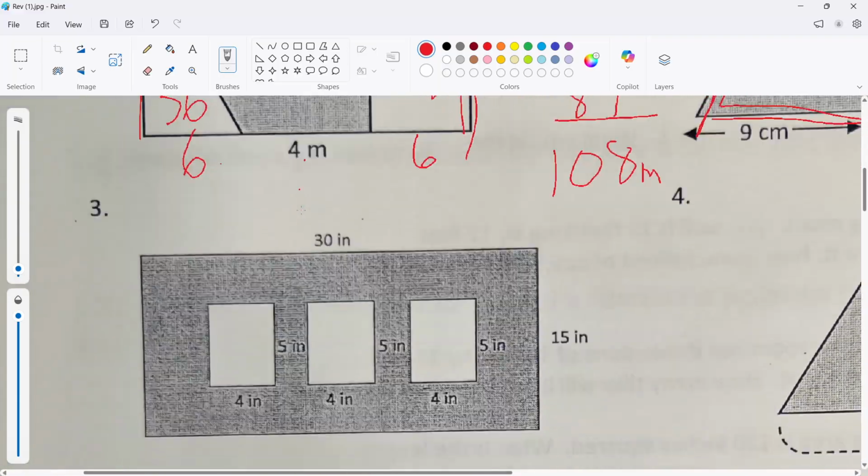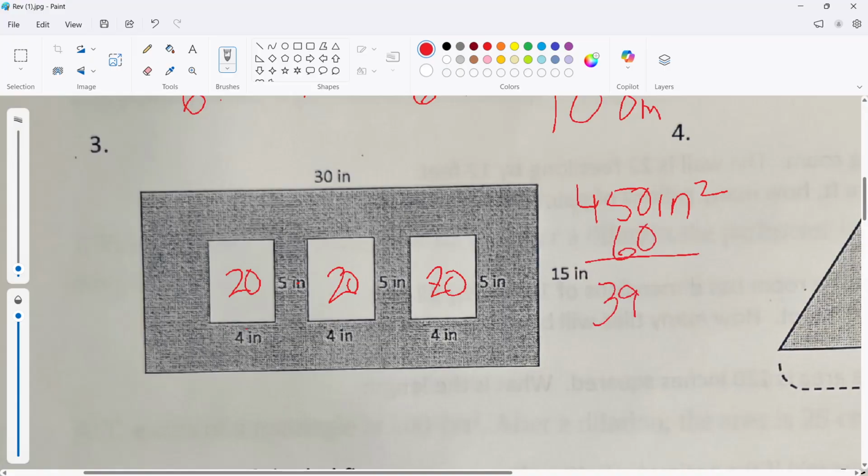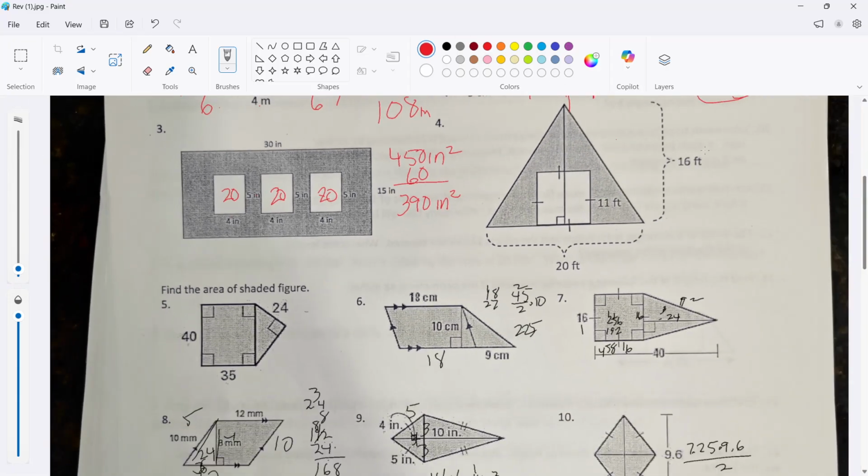Number 3. The whole thing is 30 times 15, which is 450. You can do that on a calculator, 450 square inches. And I'm going to subtract from that these unshaded portions. This is 5 times 4. It's a rectangle, 20, 20, 20, 20, 40, 60. 450 minus 60 is 390 square inches. Okay, I got that one.